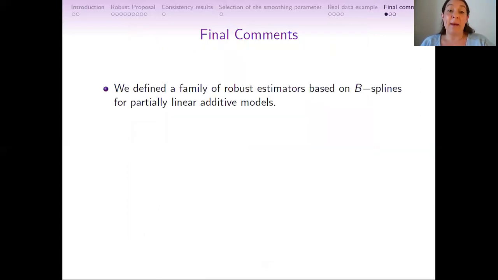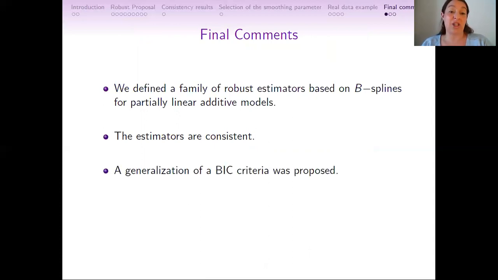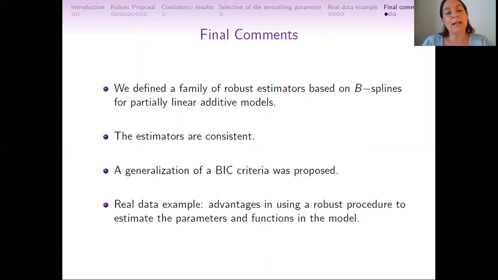So we defined a family of robust estimators based on B-splines for partially linear additive models. We showed the estimators are consistent. We proposed a generalization of the BIC criterion. And with a real data example, we showed the advantages in using a robust procedure to estimate the parameters and functions in the model.